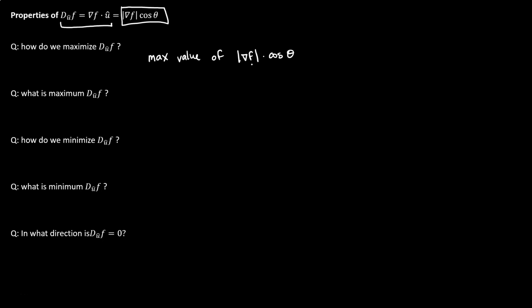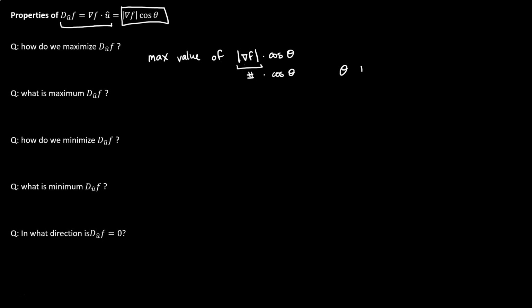Now f is a surface. It's a surface that we're not changing. We're not going to change anything about that surface. We're simply asking how that surface changes. So this gradient f, it's not something that you have any control over. That is completely determined by the surface f. The magnitude of that would also be predetermined by the surface f. So you can think of this as a fixed number, and we're multiplying it by cosine theta.